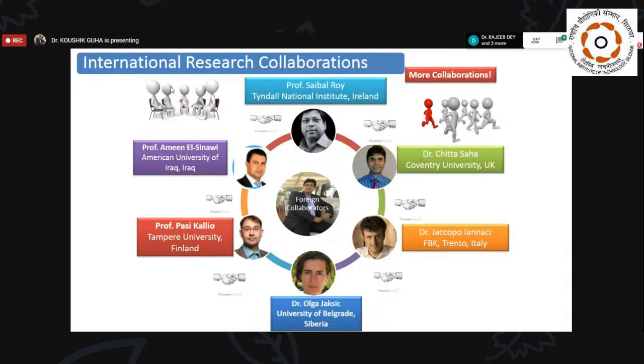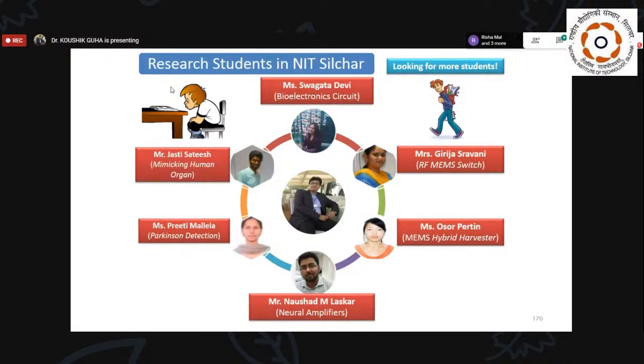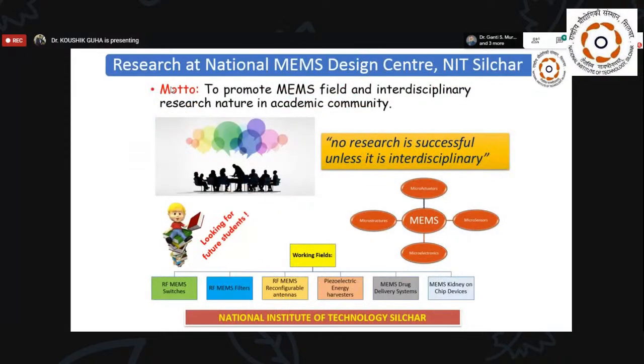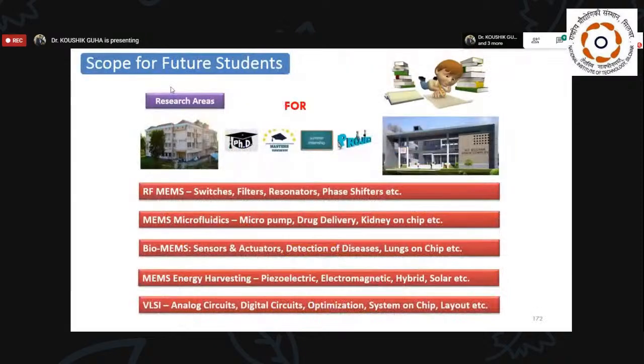We are working together, and these are my research students presently working in the MEMS and VLSI field. This is the National MEMS Design Center in our NIT Silchar, located in our electronics department. The main motto is to promote the MEMS field and interdisciplinary research in the academic community. So we are expecting some students will also be joining in this motto.